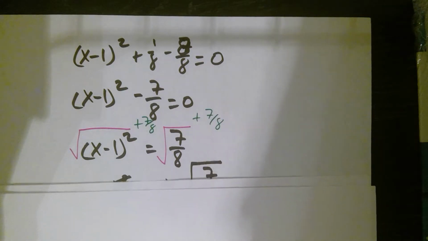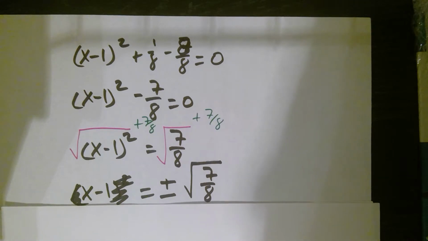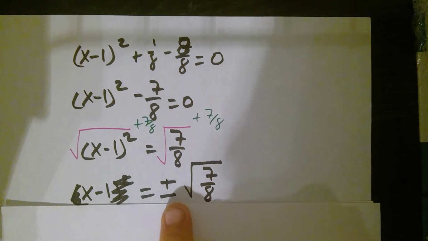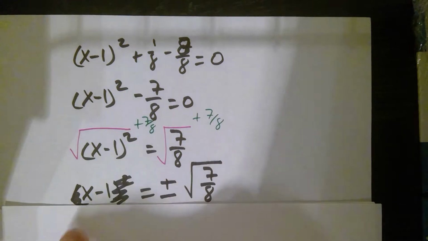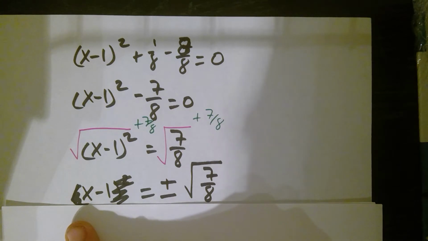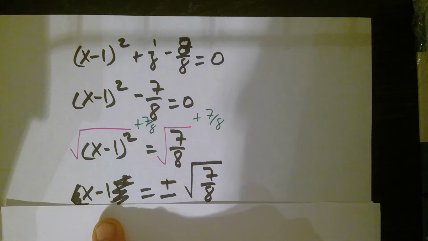Hopefully you mentioned something about having a positive and a negative. We have to keep that in mind. We have to have both of those answers. And then I made a mistake earlier by trying to say, oh, this is still going to be squared, but it is just x minus 1.